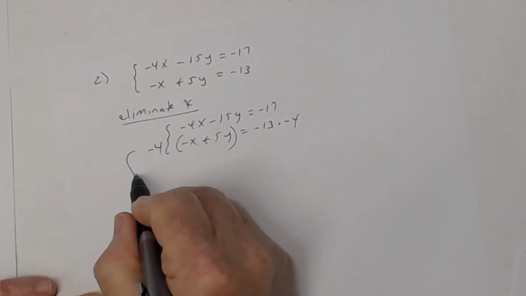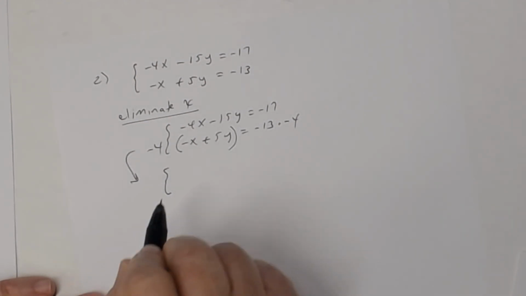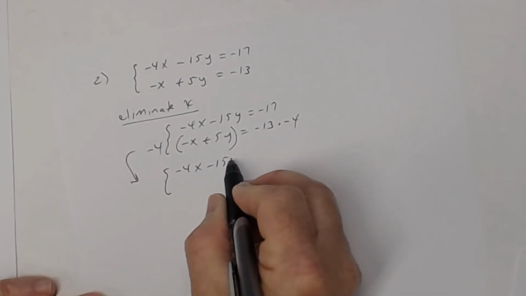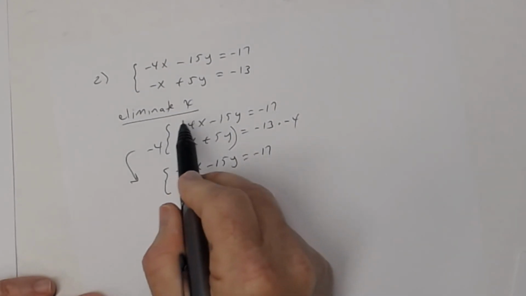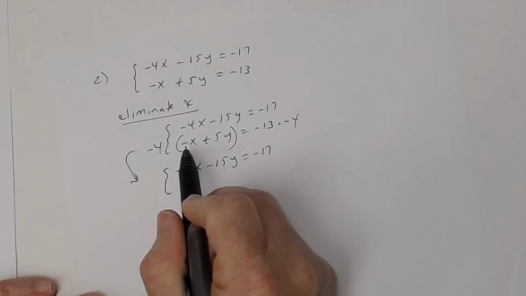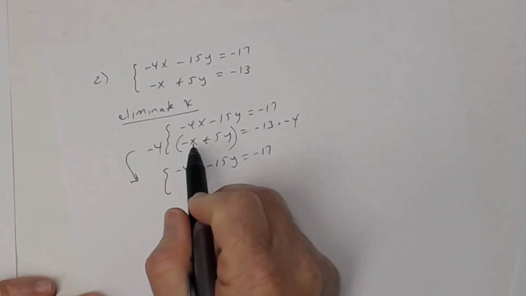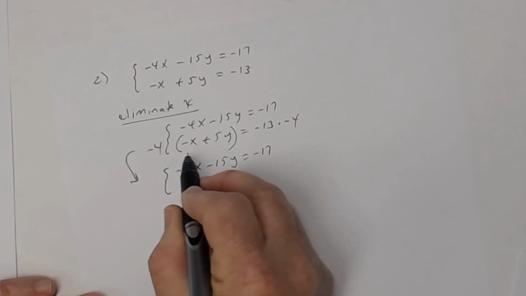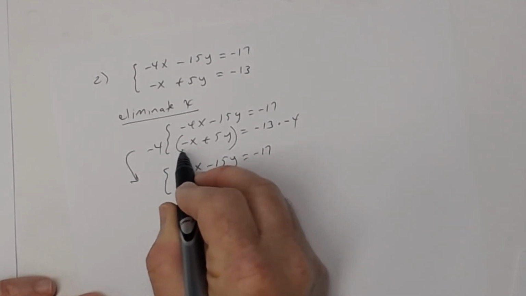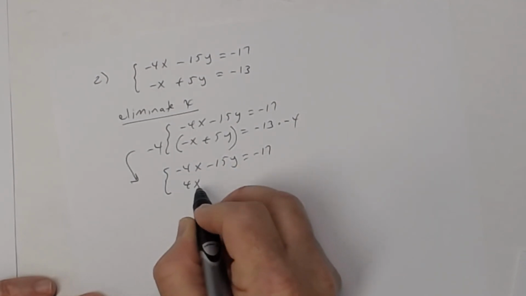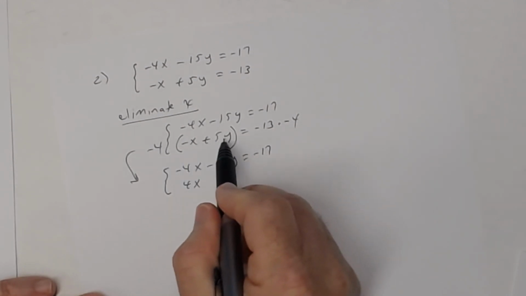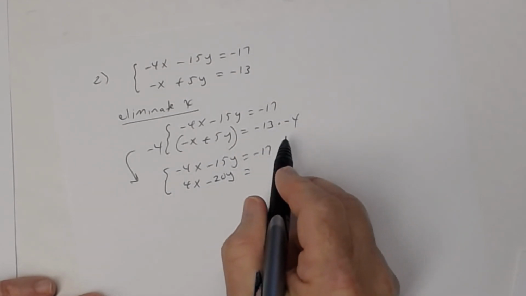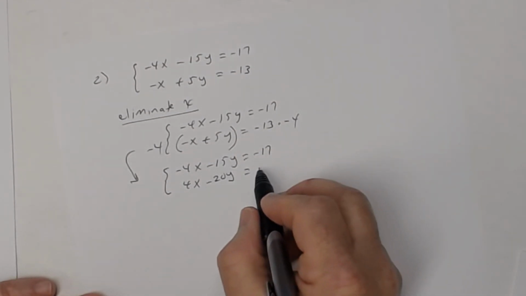So this right here becomes this system. So those are equivalent systems. So negative 4x minus 15y equals negative 17. I didn't do anything with that first equation, but I did multiply both sides of that second equation by negative 4. So a negative 4 times a negative x, I'm using the distributive property. A negative 4 times a negative x is a positive 4x. A negative 4 times a positive 5y is a negative 20y equals, and the negative 13 times negative 4 is a positive 52.